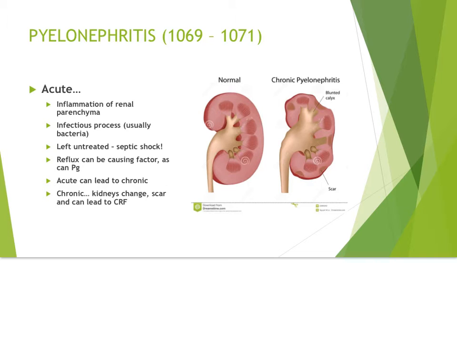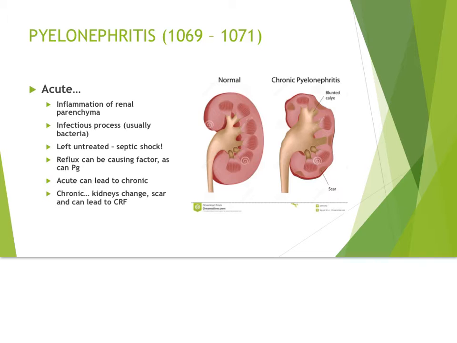Acute is usually a bacterial process, and the majority of those is E. coli. So the majority of acute bacterial, and what's responsible? E. coli. The problem with this is if we leave acute pyelonephritis untreated, this person could end up in urosepsis or in septic shock. So what usually happens with acute pyelonephritis?